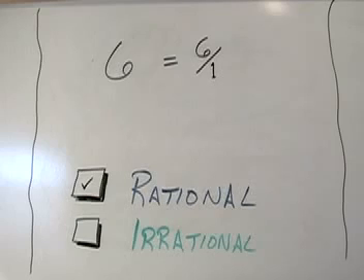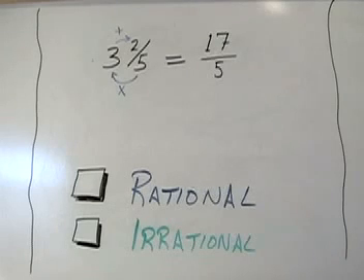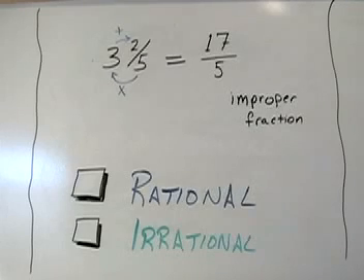Now how about a mixed number, like 3 and 2/5? Remember, you can turn a mixed number into a fraction. First you multiply the denominator times the whole number, then you add that product to the numerator. In this case, we'll get a 17. We keep the denominator we had from the original mixed number, in this case 17 over 5. Now this is an improper fraction, but that's still a fraction, so a mixed number is also a rational number.